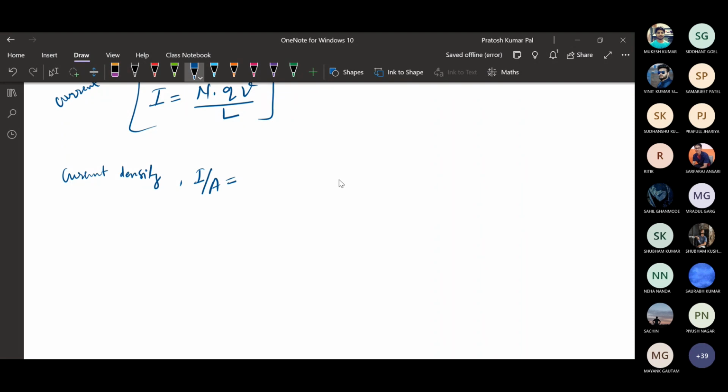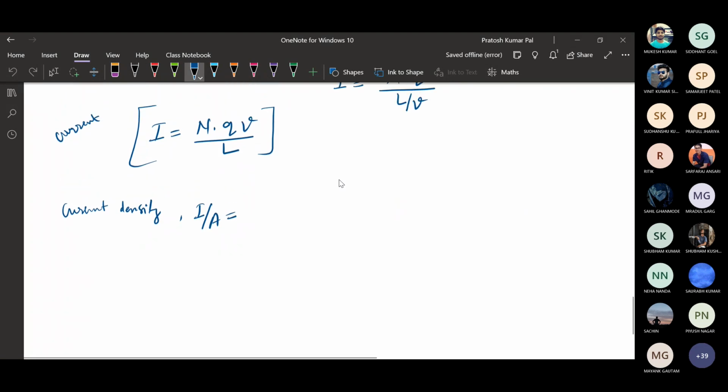So basically why we are finding out these terms, because these terms will be used frequently in the further classes, so that basic understanding should be there. Okay, so current density will be your current per unit area. This current density is basically represented by a term called J. So J represents the current density. So J will be equal to NQV divided by L divided by A. Okay, so this will be your current density.